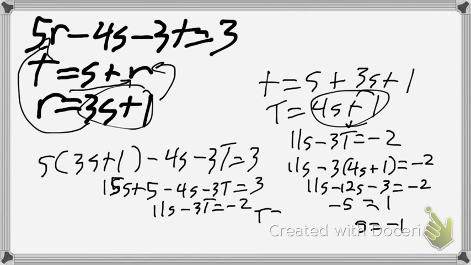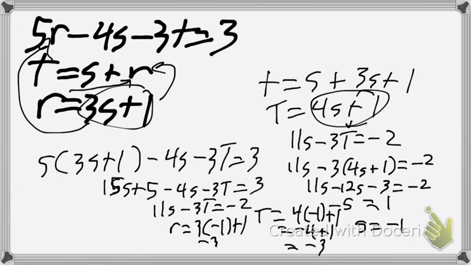I'm then going to plug that back into that 4S plus 1 equation. So I have 4 times negative 1 plus 1. That gives me negative 4 plus 1, or T equals negative 3. So now I can plug in my R, so I know R equals 3S plus 1. So R equals 3 times negative 1 plus 1. R equals negative 3 plus 1, or negative 2. So that gives me all 3 of my variables: negative 2, 1, negative 3.